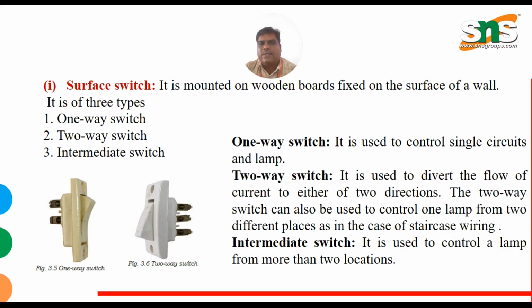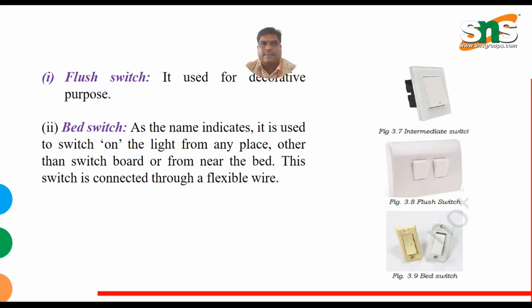One-way switch: it is used to control single circuits and lamps. Two-way switch: it is used to divert the flow of current to either of two directions. The two-way switch can also be used to control one lamp from two different places, as in the case of staircase wiring. Intermediate switch: it is used to control a lamp from more than two locations.